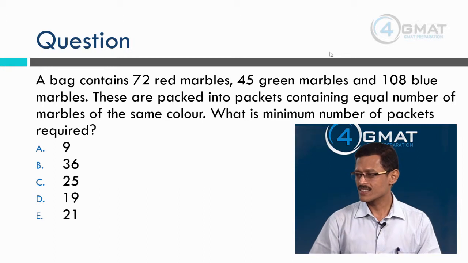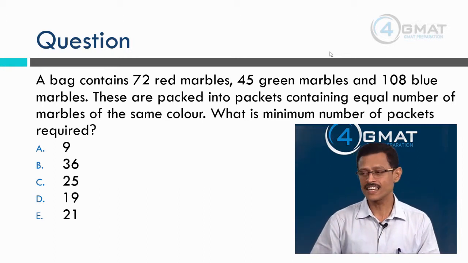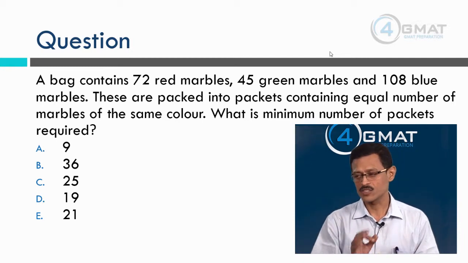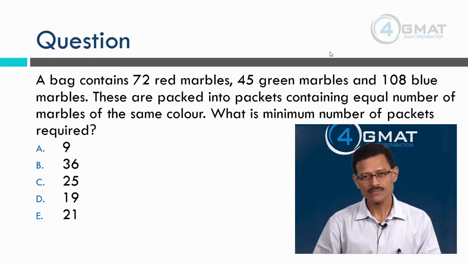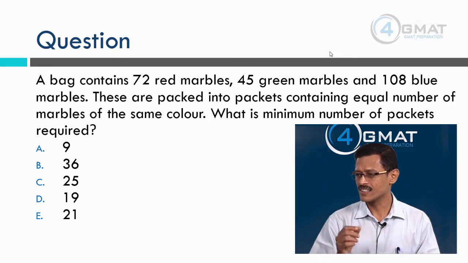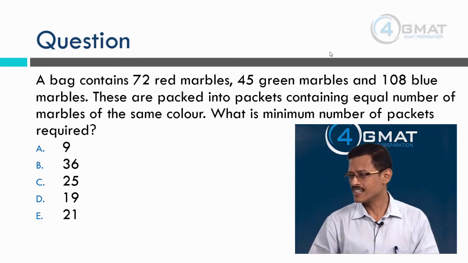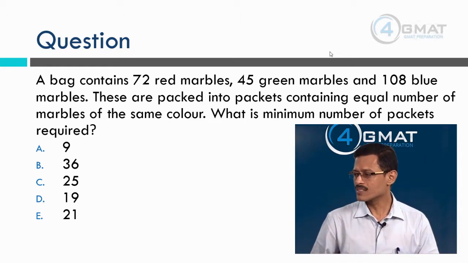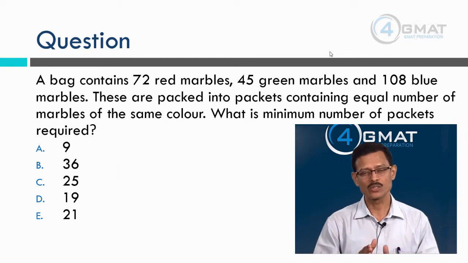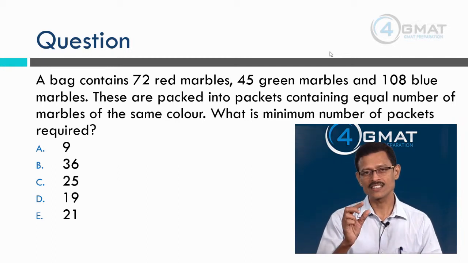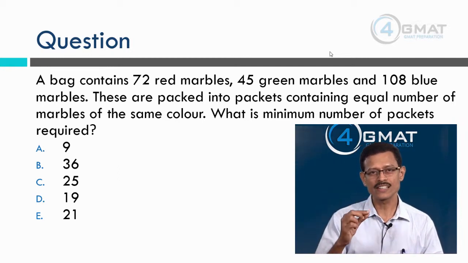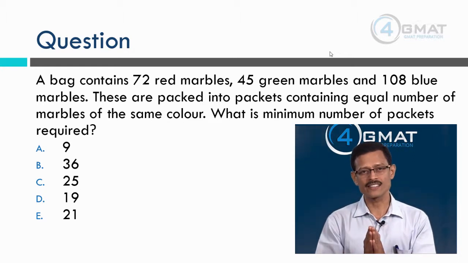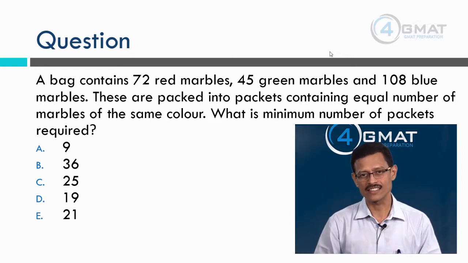A bag contains 72 red marbles, 45 green marbles and 108 blue marbles. It's got three colored marbles of different numbers. These are packed into packets containing equal number of marbles of the same color. What we need to find out is what is the minimum number of packets required to achieve this. So our final answer is going to be a number which is going to tell what is the least number of packets required to achieve the condition stated there.